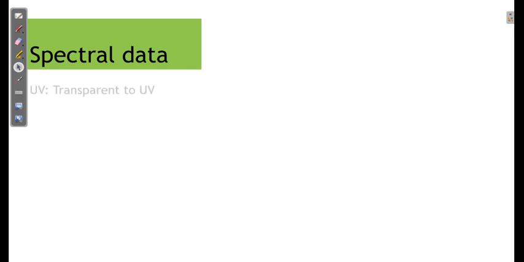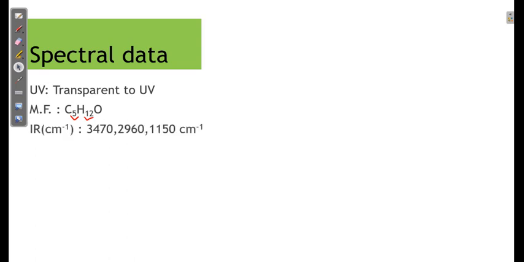So this is the spectral data given to us. It is written that it is UV transparent, no problem. The UV data is not that much required for us. The molecular formula is given: carbon 5, hydrogen 12, and there is one oxygen only. From this IR, the values 3470 and 1150 are important, because this is the very common stretching of carbon-carbon, and it is always present because so many molecules have a carbon-carbon stretching. So these two are very important for us, I think.